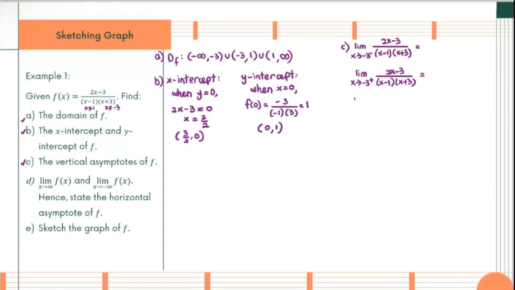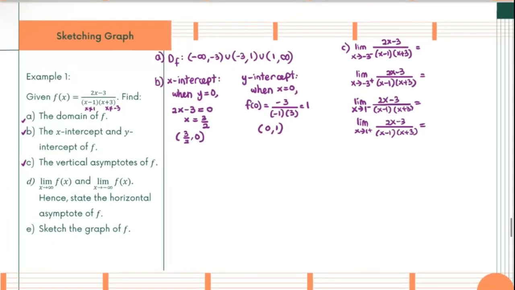Check pula limit as x approaching 1 from the left of 2x minus 3 over x minus 1 and x plus 3. And then you are still going to check the value for x approaching 1 from the right of 2x minus 3 over x minus 1 and x plus 3. So same goes to tadi punya cara.